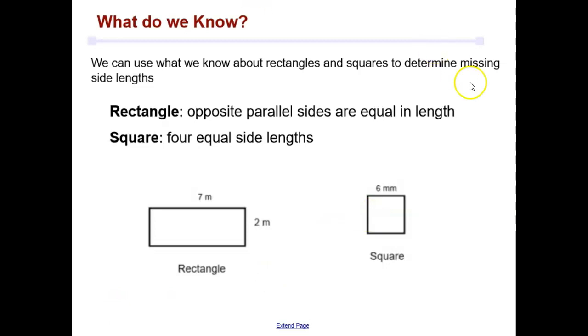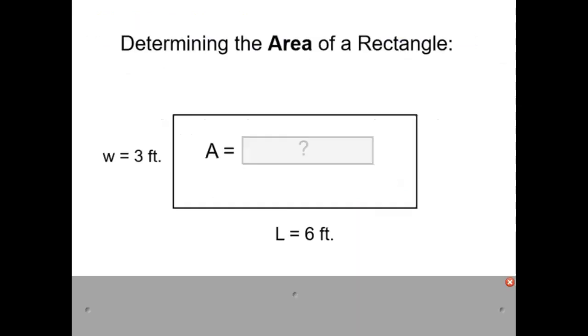Fantastic, my wonderful friends. So if this side length is 6 millimeters, then the remaining side lengths are also what? Yes, 6 millimeters. Fantastic job. So let's just practice determining the areas of rectangles together. So I know to determine the area of a rectangle, I multiply the length and the width of that rectangle. I know that this side length is also 6 feet because it's the same as its opposite parallel side, and this side length is 3 feet.